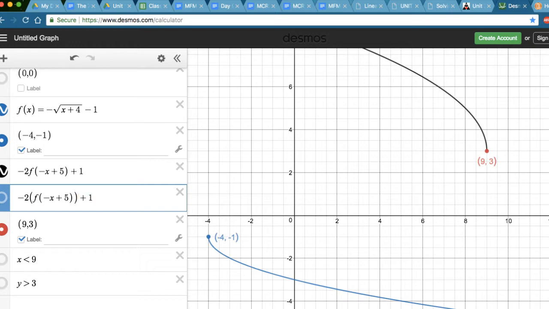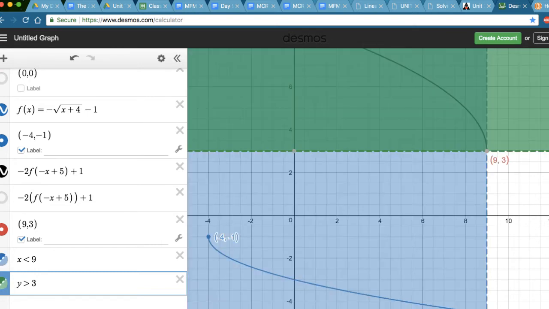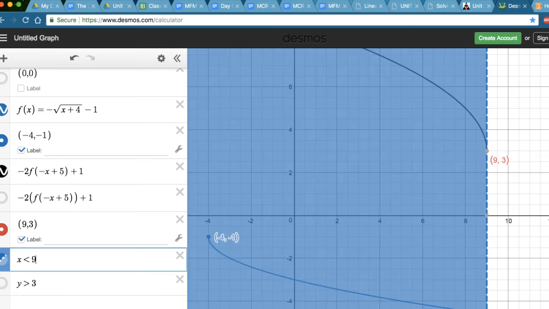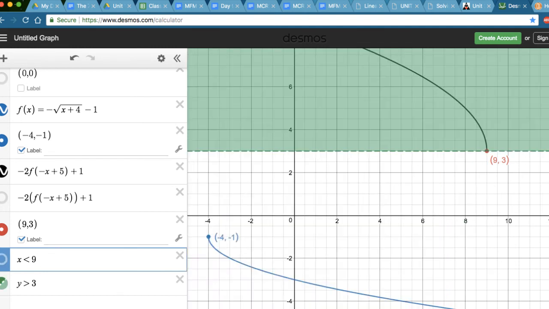And since we had both a reflection in the y-axis, a horizontal reflection, and a vertical reflection in the x-axis, we also switched both of our domain and range numbers. So now we have a domain of x is less than 9, or in this case less than or equal to 9. And we have a range of y is greater than 3.